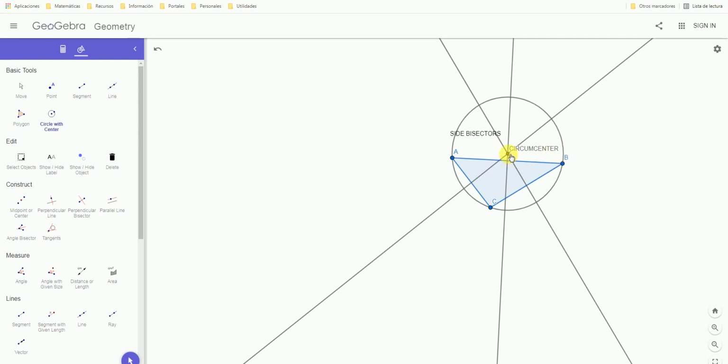Okay, as you can see, this circumcenter can be outside the triangle, the same as the orthocenter. Those features are not shared with the centroid and the incenter. The incenter is always inside the triangle. The centroid is always inside the triangle, but the circumcenter and the orthocenter can be outside the triangle. Okay, so that's been all about the special lines and points in a triangle.